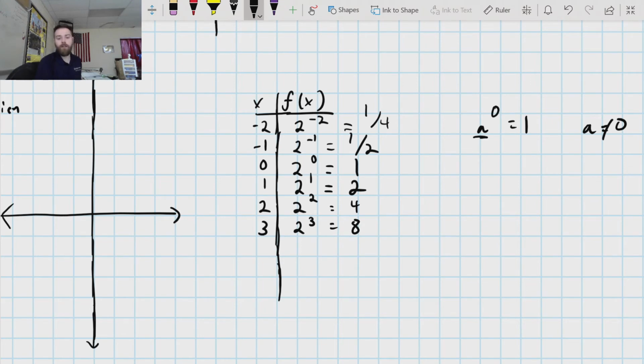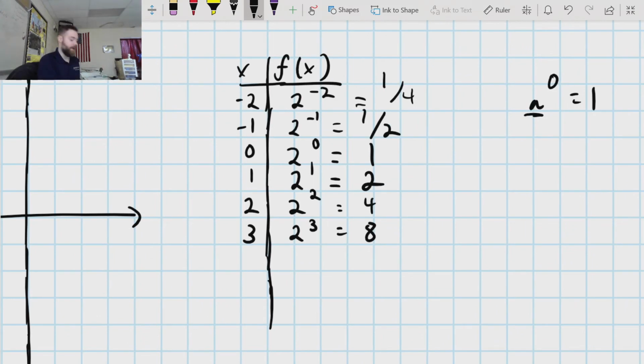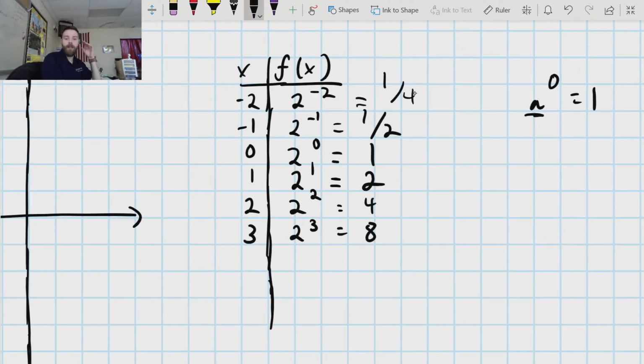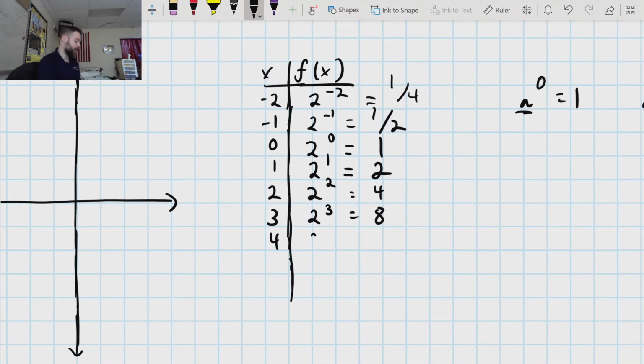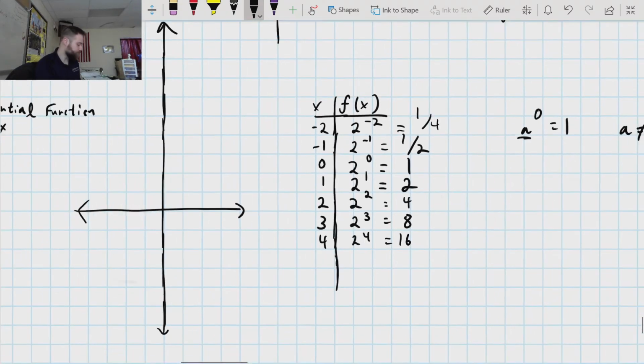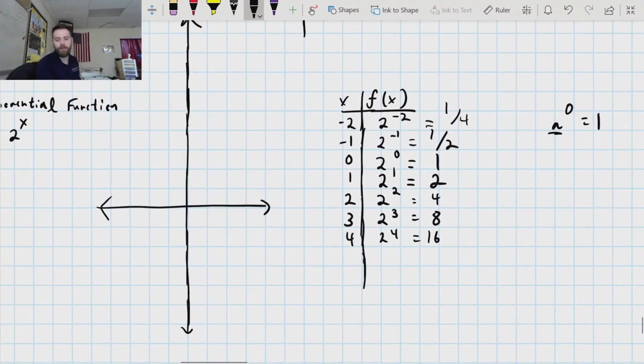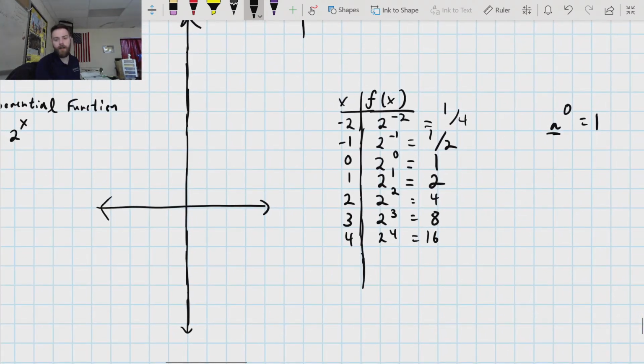So if you take a look, you kind of see a pattern here. Each time I increase x, what I'm doing is taking the previous value and multiplying it by 2. So 1/4 times 2 is a half. 1/2 times 2 is 1. 1 times 2 is 2. 2 times 2 is 4. 4 times 2 is 8. So I could continue the pattern, right? If I plug in 4, I get 2 to the 4th, which is indeed 16. So that's one way to remember the pattern. Another way is to look at the graph and even just type it into the calculator.